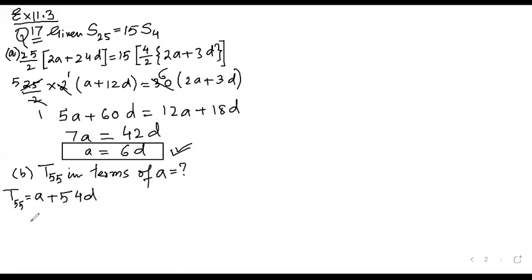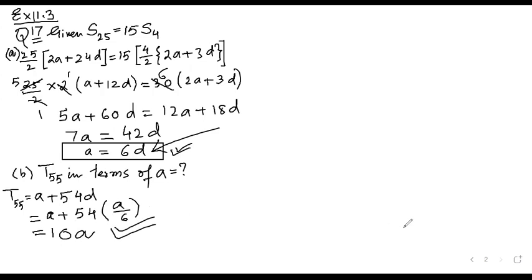So the value of a is 60. No, in terms of a, sorry. So a will remain a plus 54. If we use this relation, this one, so d is equal to basically a upon 6. So this will become 6 ones are and 6 nines are. a plus 9a will become 10a. And this is the final answer for part B.